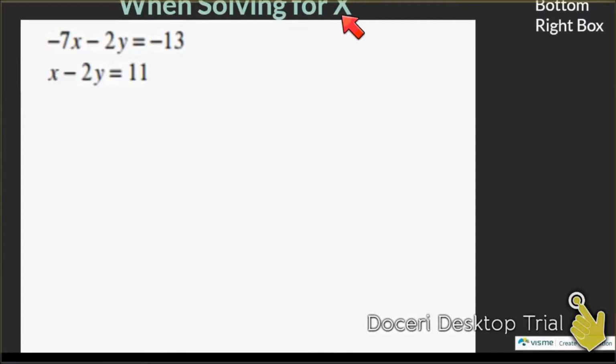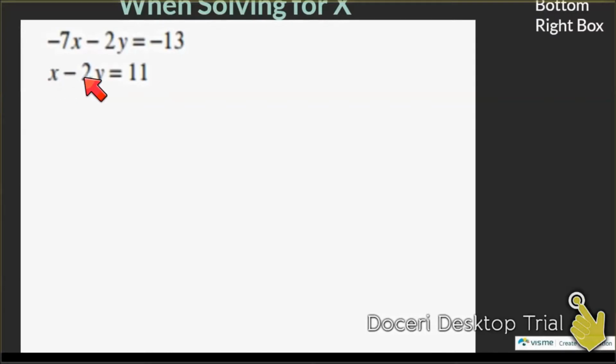So if we look at our two equations here, you have negative 7x minus 2y equals negative 13 at the top equation, and we have x minus 2y equals 11. So if we notice, x is kind of by itself. There's no coefficient. So it would be really easy to get x all alone. We would just have to move the negative 2y. So sometimes it's actually easier to get x by itself than it is to get y by itself. And that's what we're going to do here.